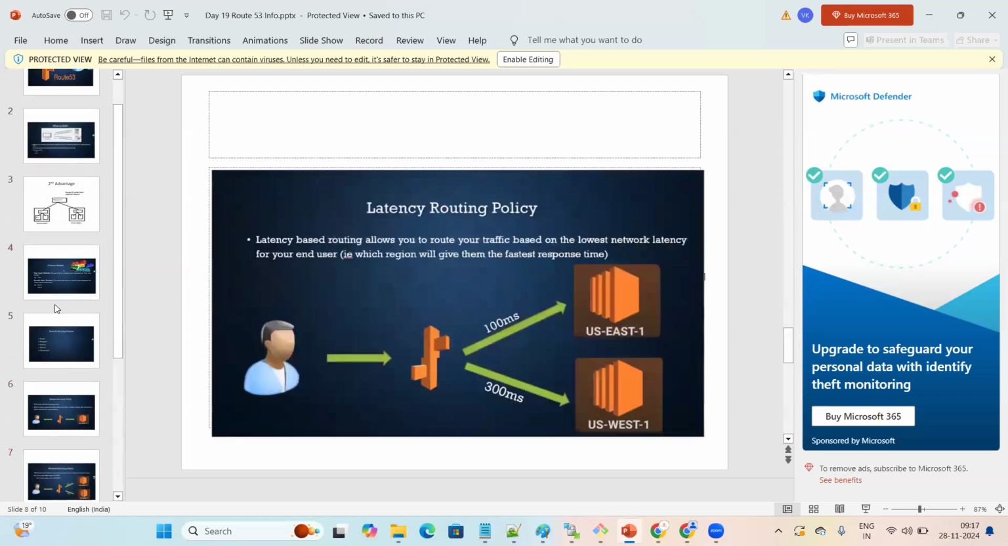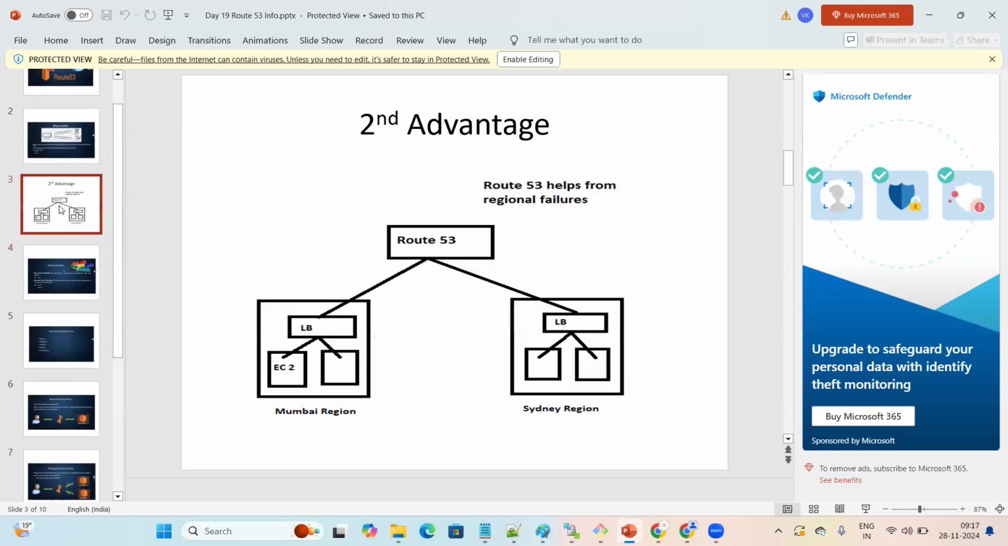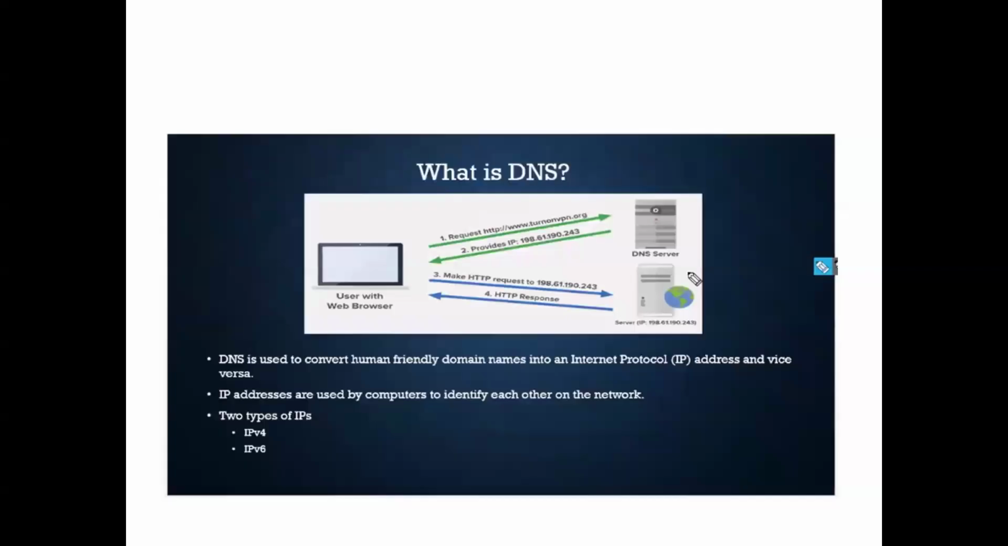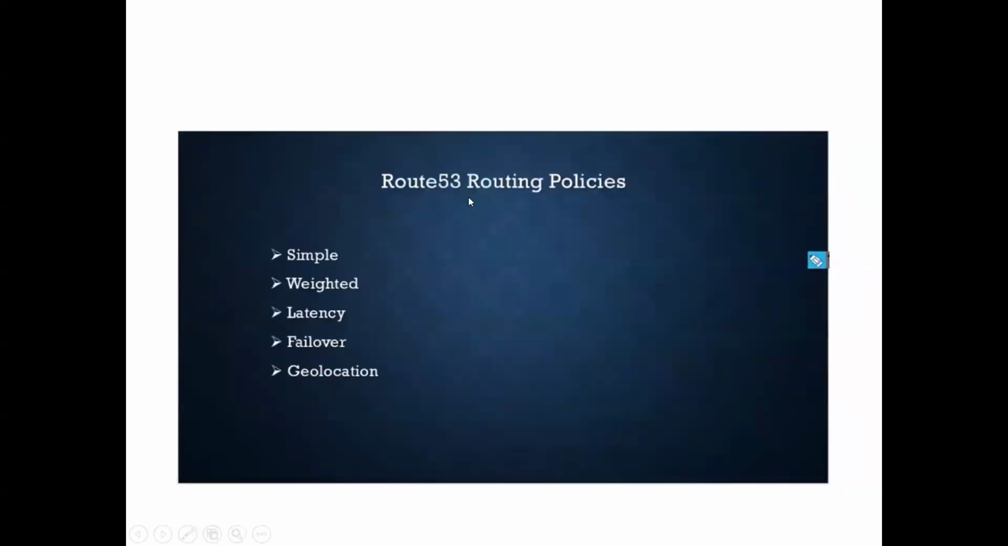What are the different types of routing policies we have seen? These are the routing policies that we have seen yesterday: simple routing policy, weighted routing policy, latency, failover, geolocation. What is simple routing policy? Simple routing policy is nothing but adding the domain name to our IP address. So let's understand how we are going to do it in the practicals.